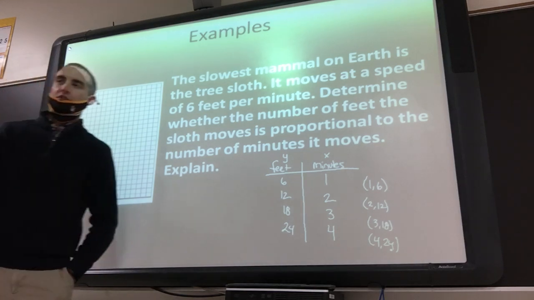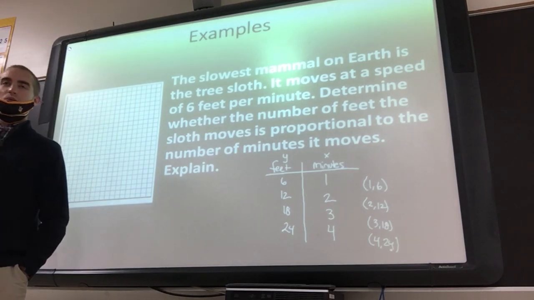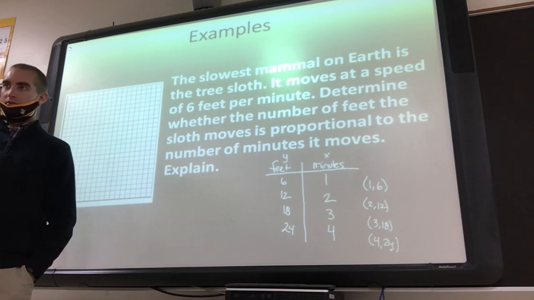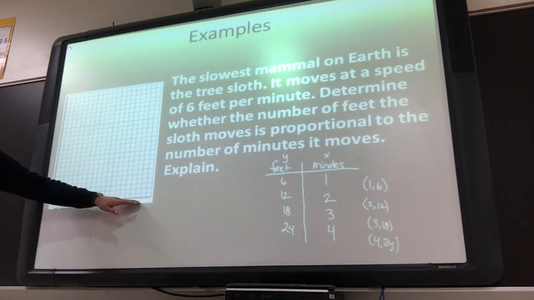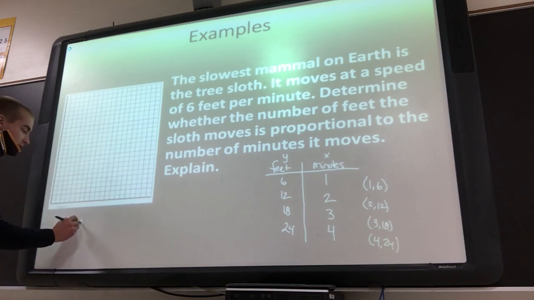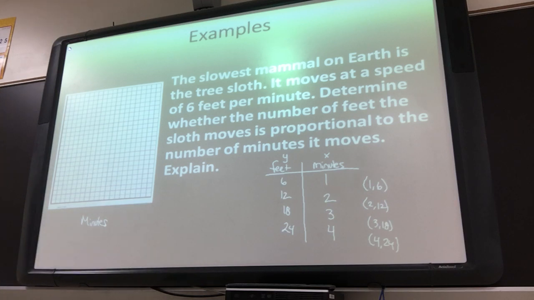And then, this is extremely important. If the x and y axis is not labeled, you have to label it yourself. So there is nothing on the x-axis, but we said x is what? What did we say x was? Minutes. So write minutes under the x-axis, if you have room. And we said the y-axis, or y, is feet. So write feet by the y-axis. Now we can plot our points.